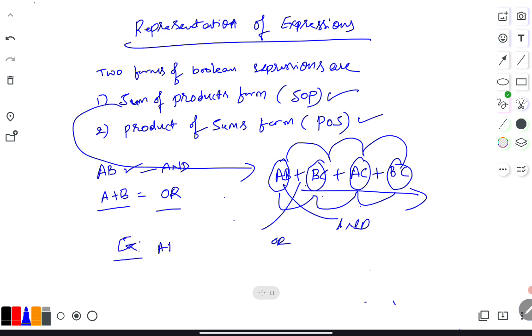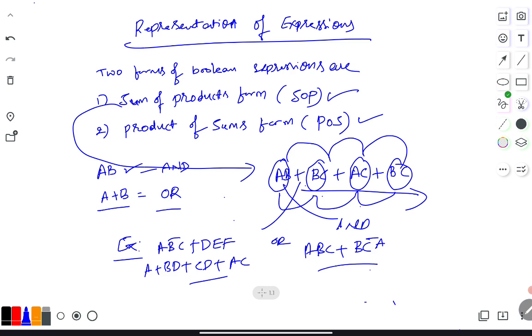Take it as A B bar C plus D E F, and one more example, A plus BD or CD plus AC. I could also take ABC plus BC bar A, like this. These are some examples of sum of products.